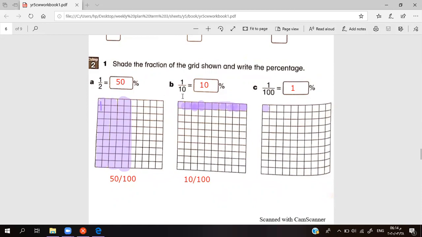Here I had to color them because this is over 10. By the way, there is another smart way to know it. How do I make the 10 become 100? By multiplying it by 10. So as long as I multiply down by 10, I multiply up by 10 too. So I will know that its equivalent is 10 over 100, so it is 10%. And we all know that half of 100 is 50.